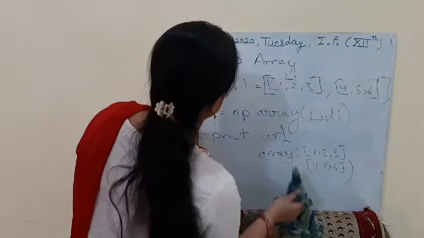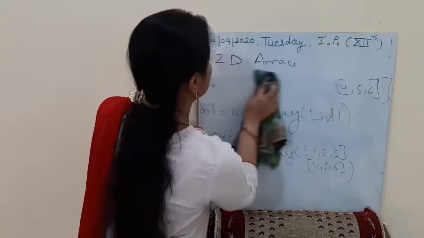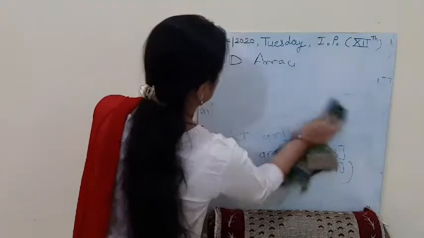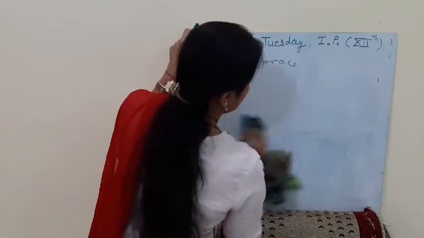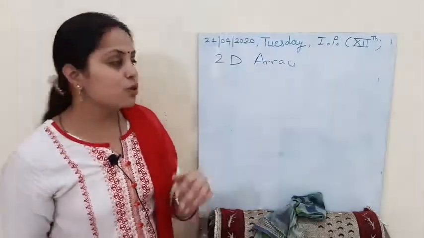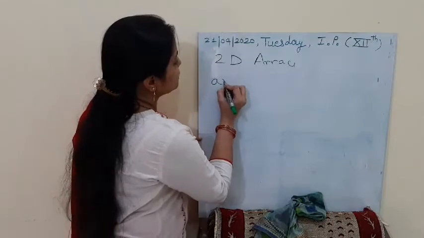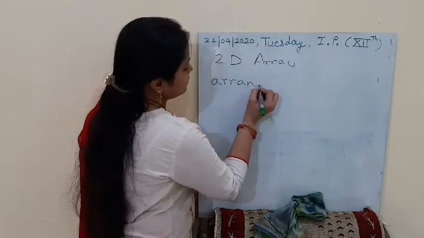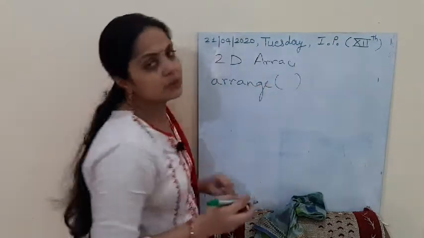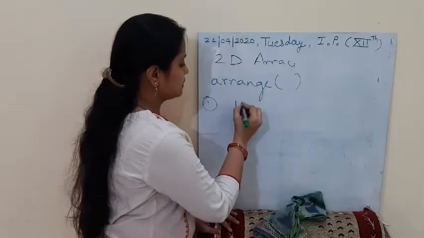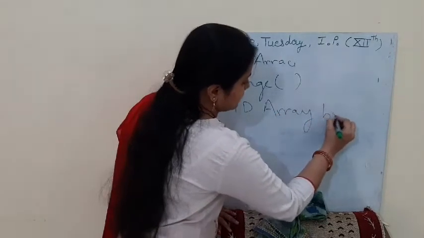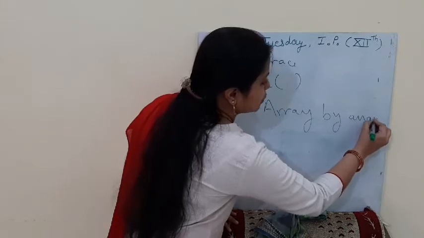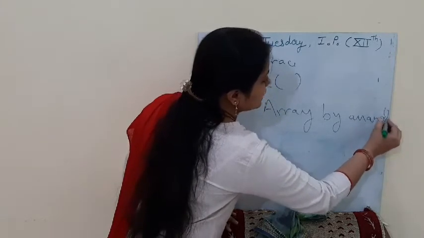So the next method that I am going to discuss is the arange function. Now the arange function also we have studied with the 1D arrays. When I am talking about the arange function, this method will have two steps. What will be the two steps? First step will be, we will create a 1D array by arange. We know how to use the arange function to create a 1D array.